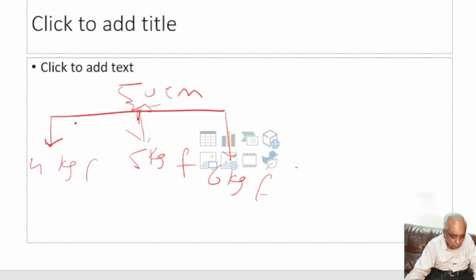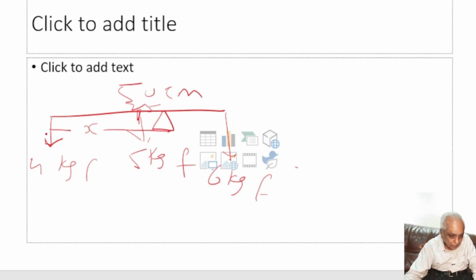Now in order to balance this, first don't consider this 5 kgf. If I have it at the center, it will not get balanced because here the weight is more, here the weight is less. When the weight is more, distance will be less. So my knife edge should be on this side. So my support has to be somewhere here. Let it be at X centimeter from 4 kg.